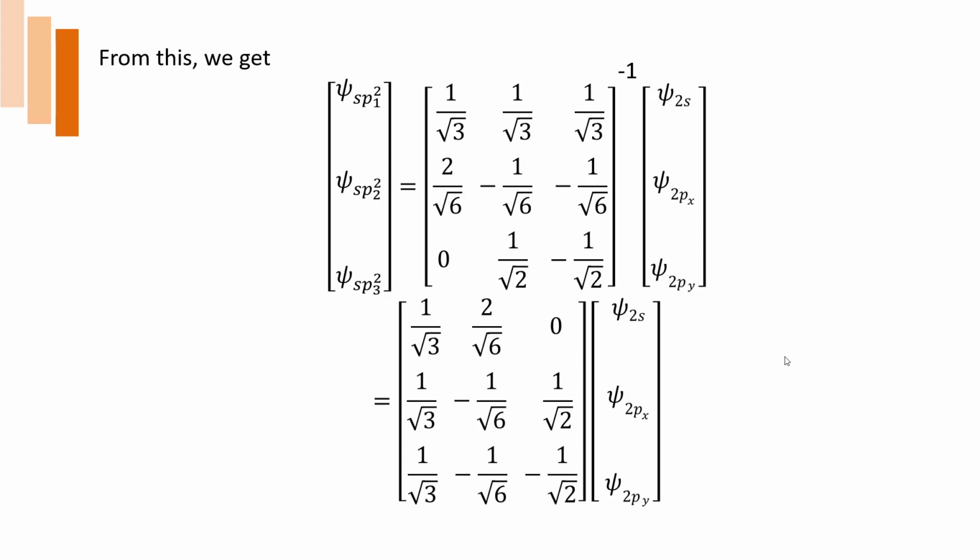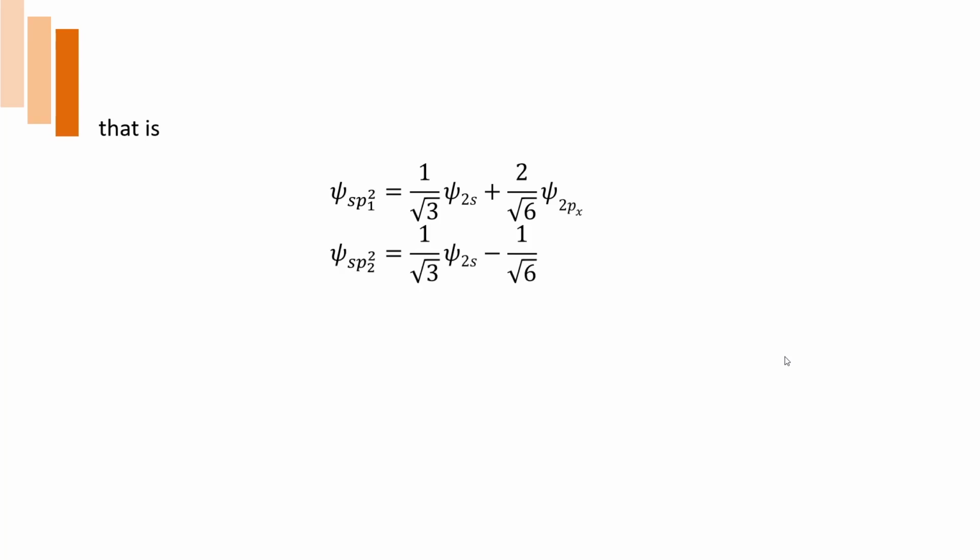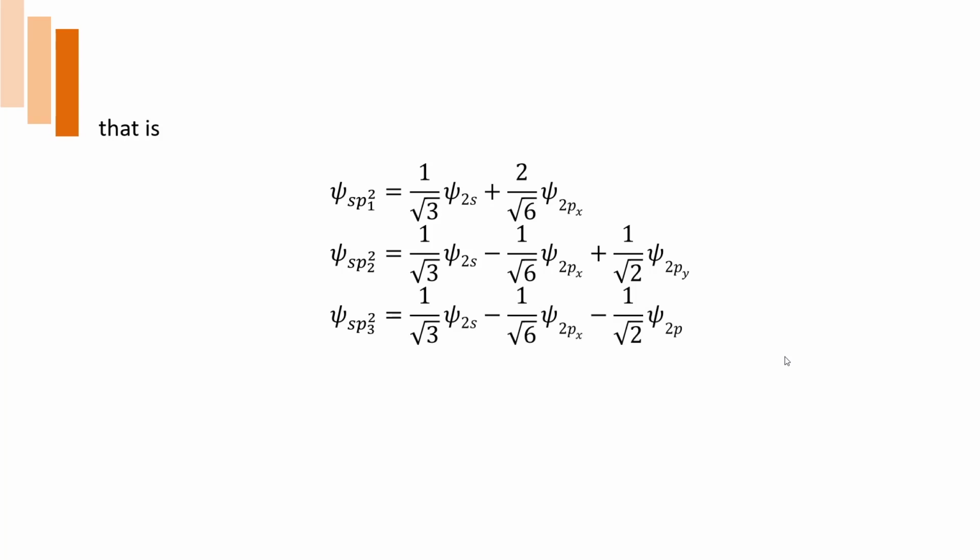Then we can develop the three equations which are most important in terms of hybridization. Psi sp2-1 is 1 by root 3 psi 2s plus 2 by root 6 psi 2px. Psi sp2-2 is 1 by root 3 psi 2s minus 1 by root 6 psi 2px plus 1 by root 2 psi 2py. And the third equation, psi sp2-3, is 1 by root 3 psi 2s minus 1 by root 6 psi 2px minus 1 by root 2 psi 2py. So this is how we have generated three hybrid orbitals, three wave functions that describe the entire bonding, and that too using the concept of symmetry and SALC.